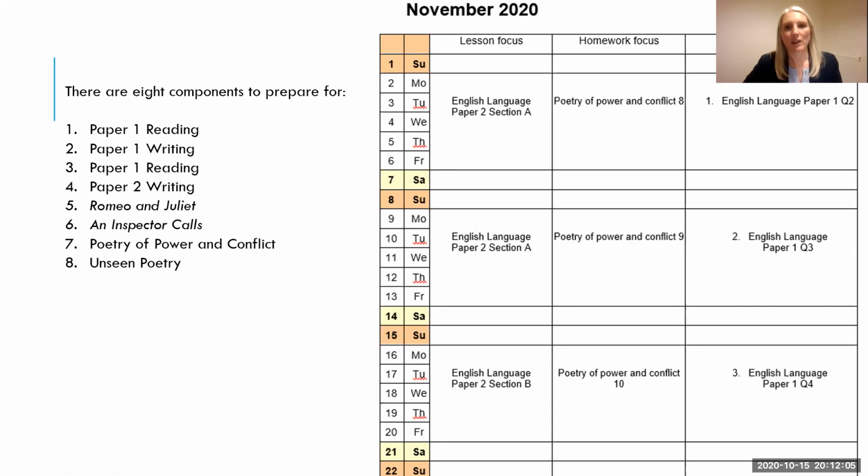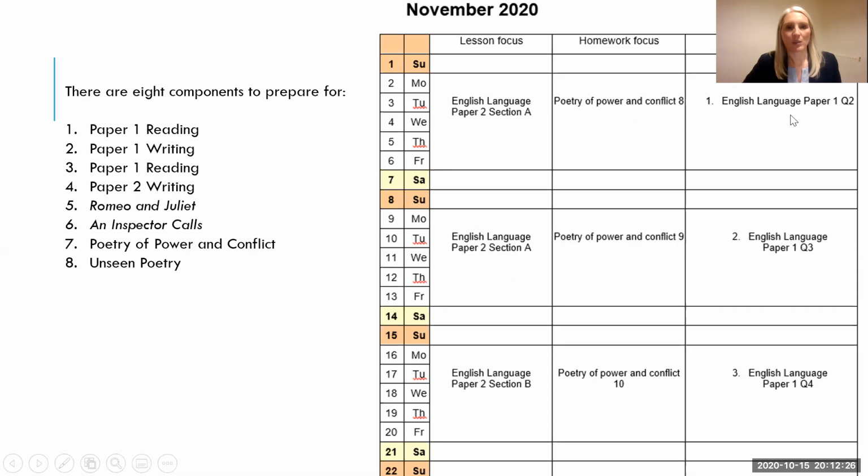If you look at November, when we come back after half term, you can see we're going to be focusing on English language paper 2, section A, and then section B. So that's 3 weeks of work. As homework and starters, we'll still be practicing the poetry. So week 8, week 9, and week 10 of practicing the poetry.